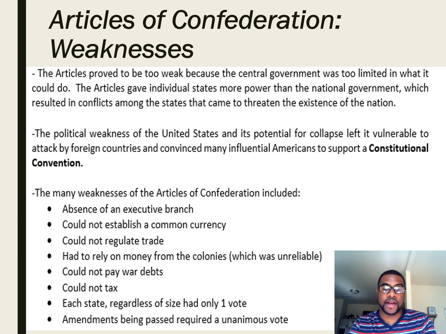And amendments being passed required a unanimous vote. Moving forward.